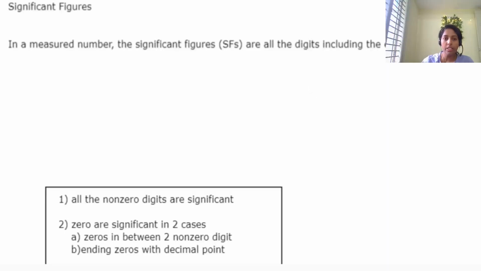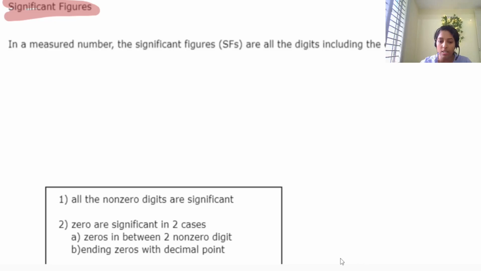Through this series, you can get a plethora of information. Of course, it's not exclusively for AP Chemistry. If you are doing honors chemistry, definitely this will work for you. Let's get started. In this series, we can start with significant figures.